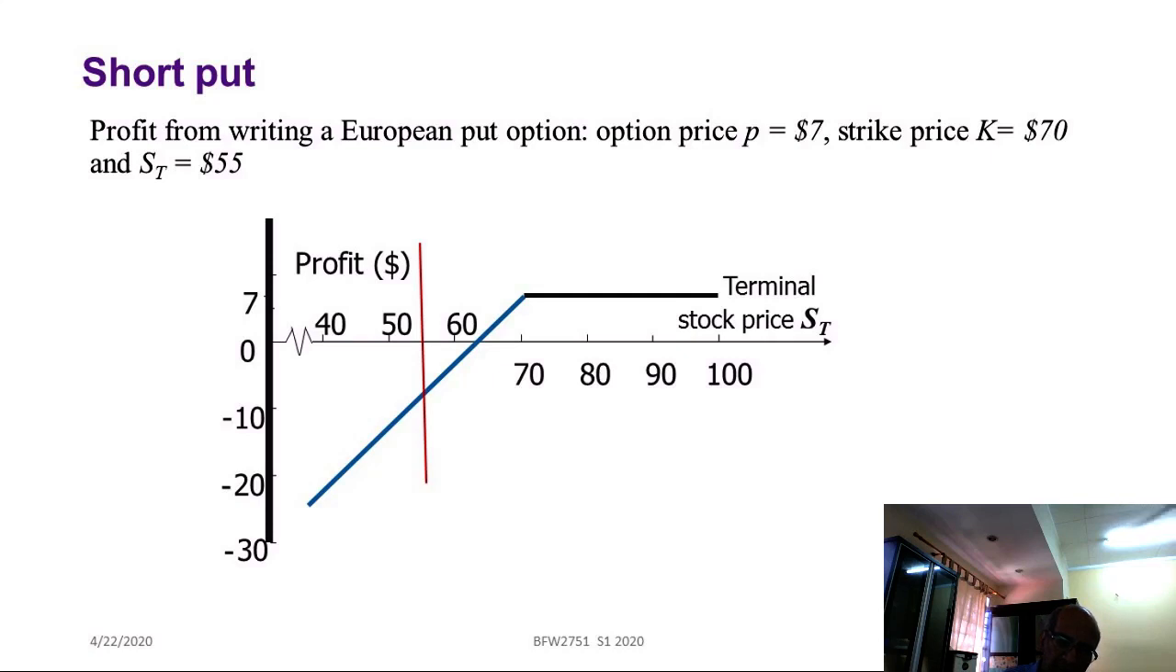The minute the price falls below, that's why a put option is always for the negative direction, and the price falls below 70, it becomes 69, 68, 67, until it comes to 63. When it comes to 63, he has lost all the gain which he made. The $7 gain is lost here. But in our case, the price fell until 55.